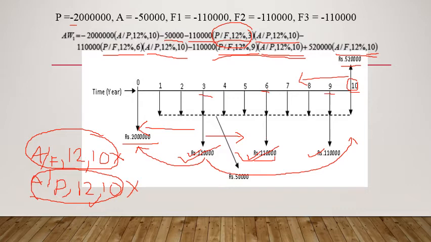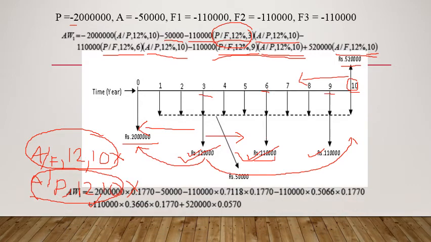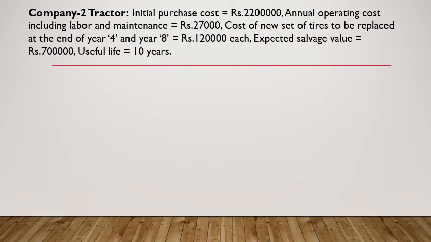Now substitute the values from the factor table and get the answer. The answer is minus 4,05,104. It is negative. It is the equivalent annual cost. Let us see the second case: a tractor with the initial purchase cost and whatever else is given.